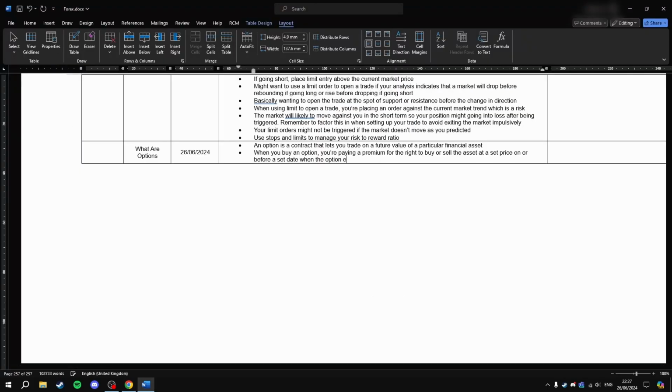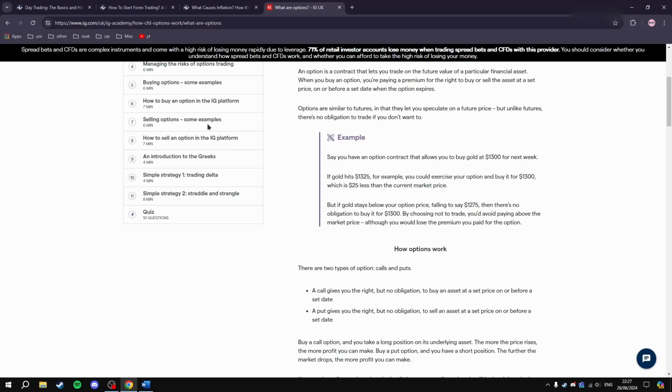Options are similar to futures in that they let you speculate on future price, but unlike futures, there's no obligation to trade if you don't want to.